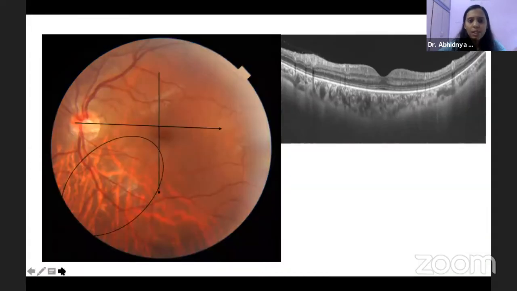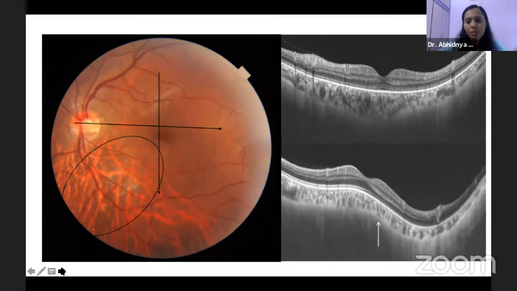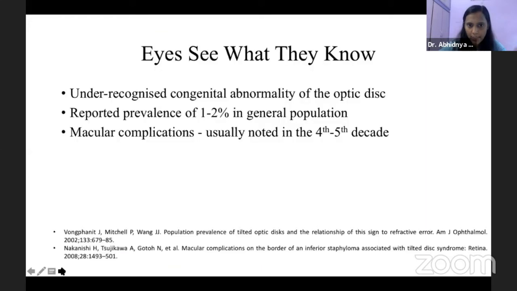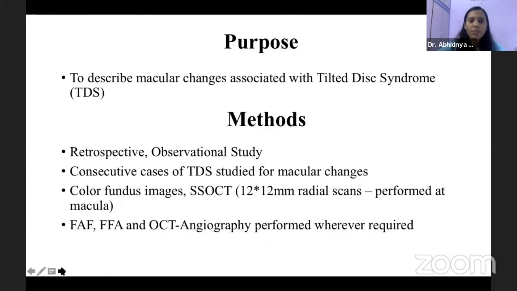Now, if we do only a horizontal scan of OCT, it might be normal. But when a vertical scan of OCT is done, we see that there is a shallow staphyloma present. This has been an under-recognized congenital abnormality with a reported prevalence of 1 to 2%, and macular complications were seen in 4 to 50%. So, we thought of describing the macular changes which are associated with tilted disc syndrome cases.